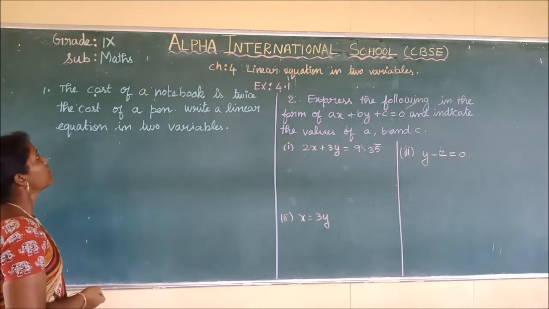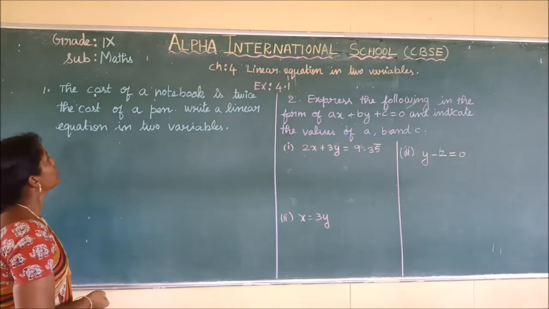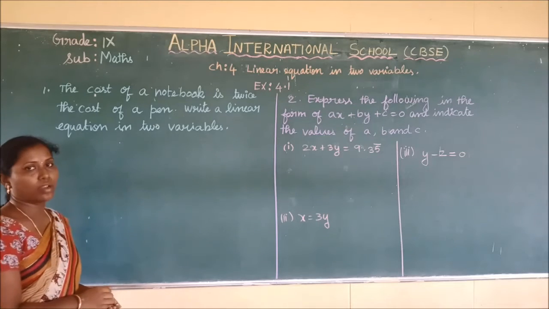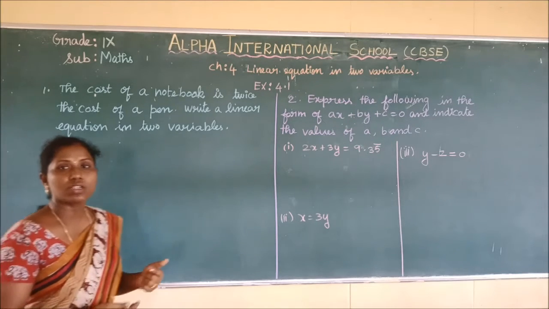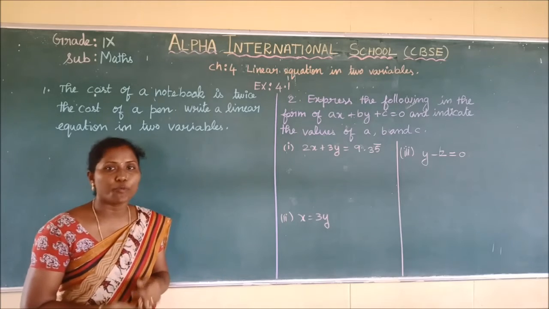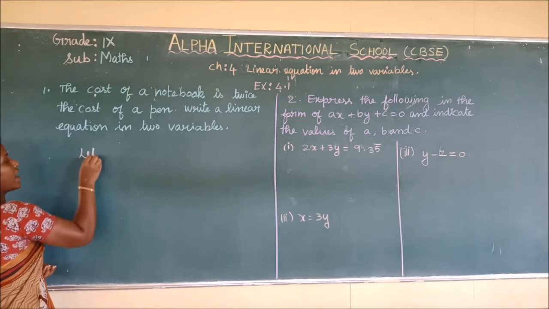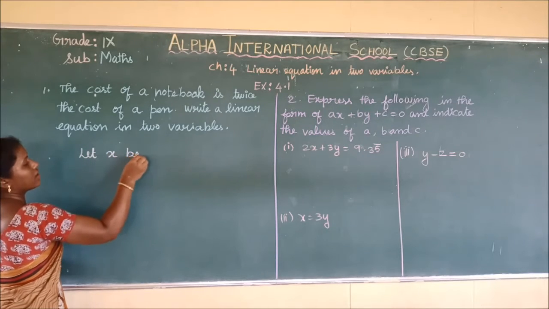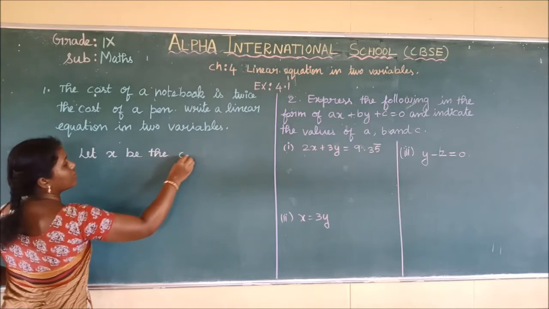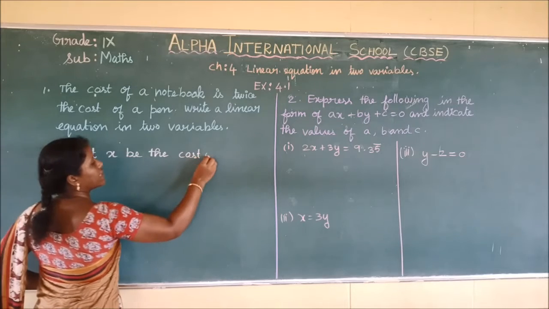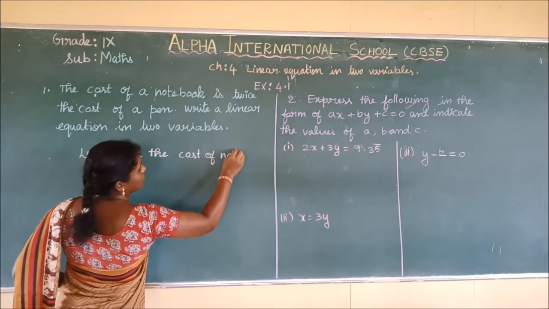See the question again. The cost of a notebook is twice the cost of a pen. So we don't know what is the cost of notebook as well as the cost of pen. So what we are going to take first, let x be the cost of notebook.